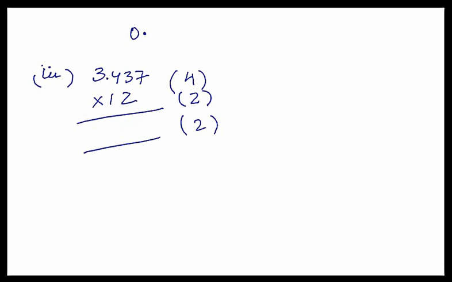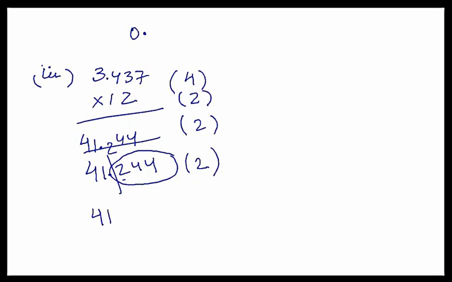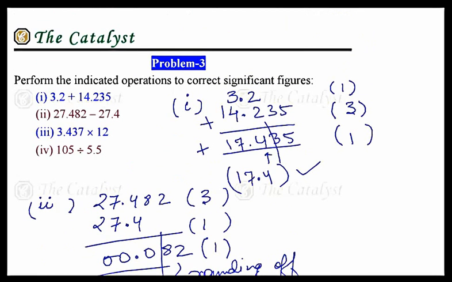Now if you multiply 3.437 into 12, the normal multiplication will give you 41.244, right? Now you should have only 2 significant figures. That means you need to cut it off from here. That means this portion is to be rounded off. So the answer will be 41. Correct. This is how you need to apply your knowledge of significant figures.